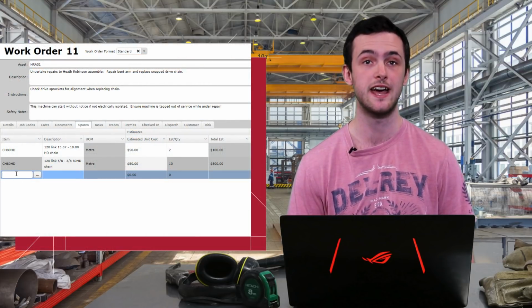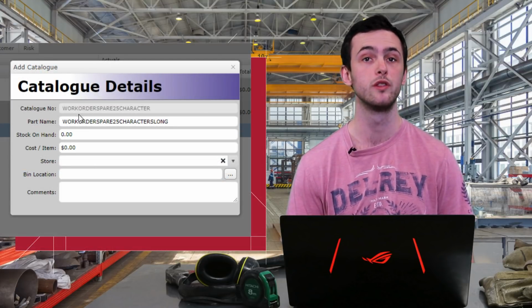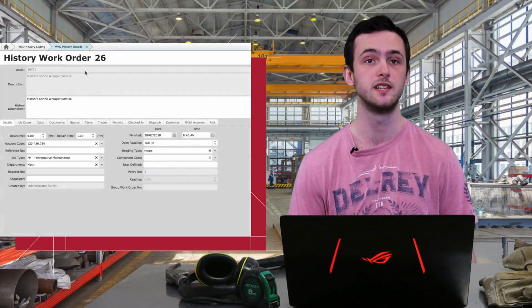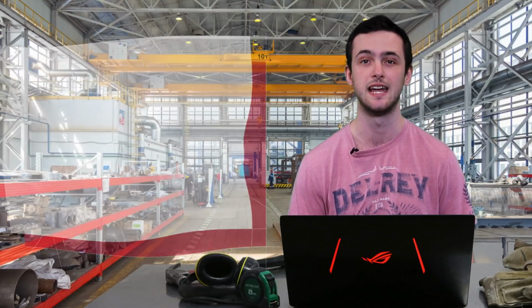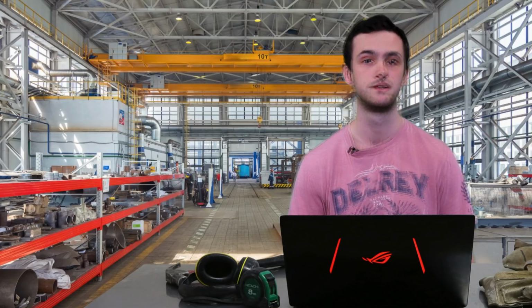Adding a work order spare catalog item on the fly with more than 25 characters no longer causes issues. When opening the details of a history work order, the last done reading no longer tries to override itself when closing the details, unless the user has updated it.